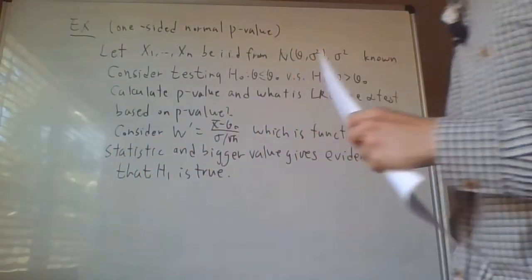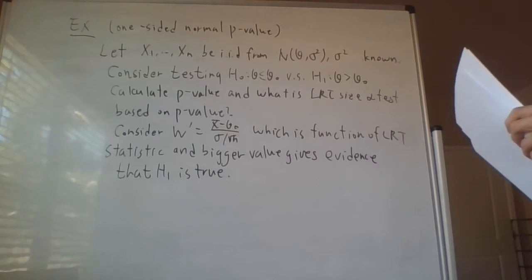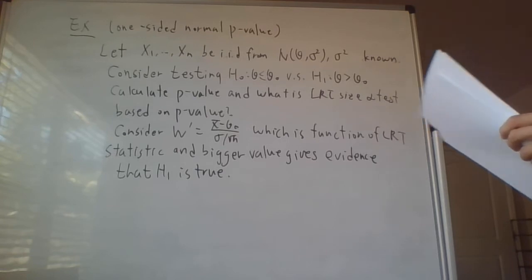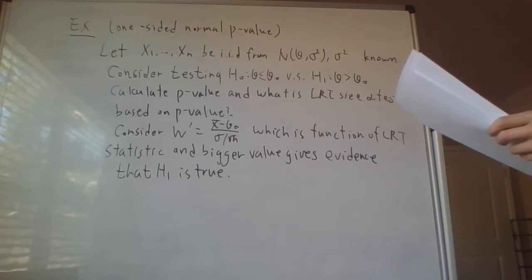So consider W prime as a function of the LRT statistic, where a bigger value gives evidence that H1 is true.